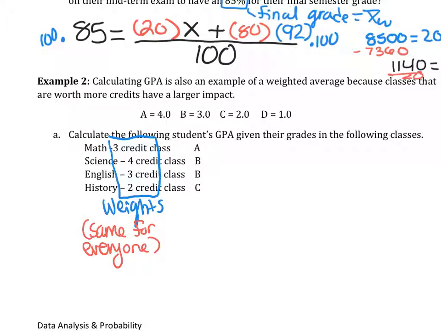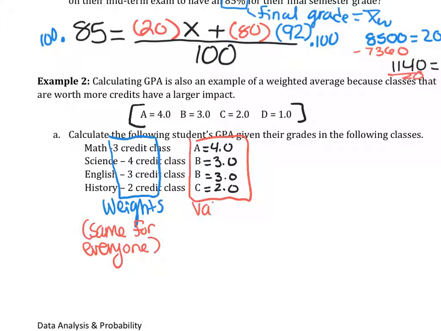However, we need to convert our letter grades into GPA points. So we have this conversion up here. So we just need to rewrite the letter grades that this student has in terms of GPA. So an A is a 4.0, B is a 3.0, and C is a 2.0. So these are your values, because they're specific to one person.